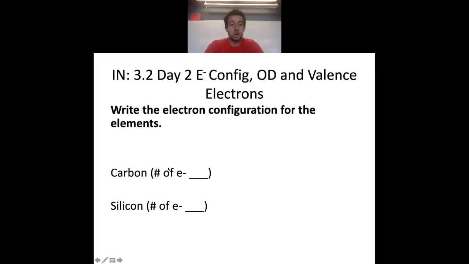So here is carbon and here is silicon. What I want you to do is use your periodic table to figure out what the electron configuration would be. That's the 1s2, 2s2 type stuff. That's what electron configuration is. So go ahead and try that out.